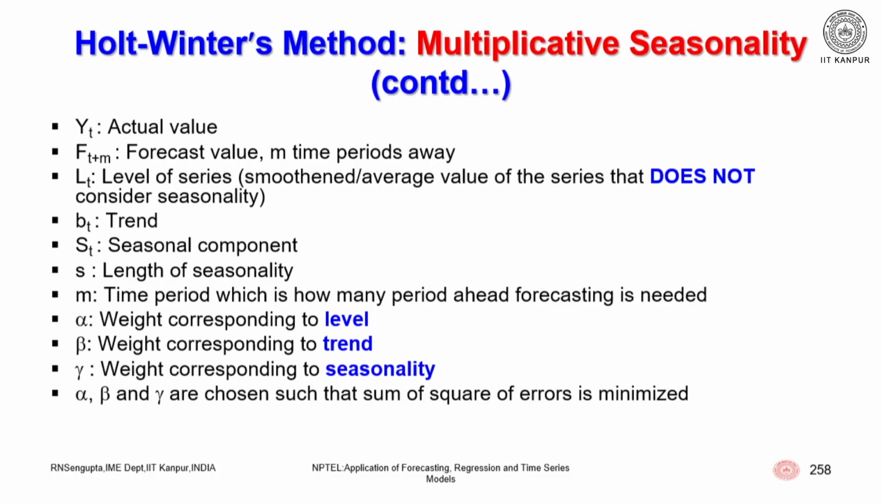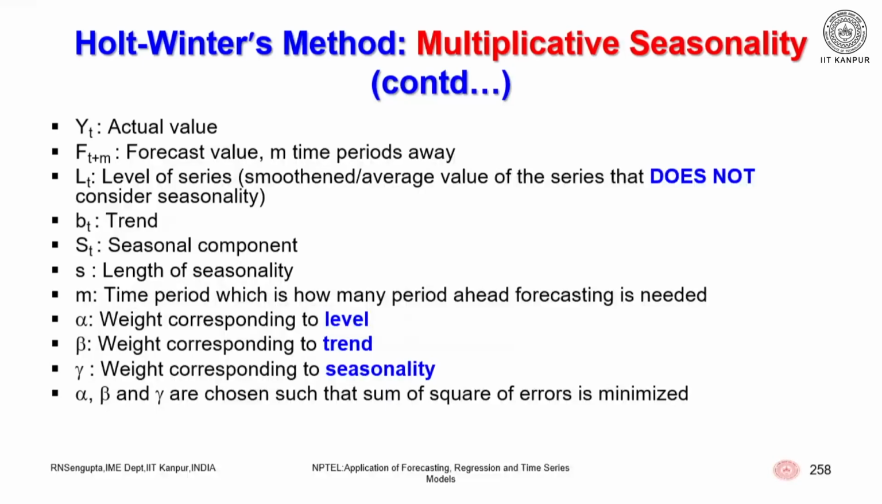Alpha, beta, gamma are the corresponding weights for level, trend and seasonality, and they are chosen in such a way that you would try to minimize a metric, which can be mean squared error, mean absolute error, weighted mean squared error, weighted mean absolute error, percentage error, weighted percentage error, U statistics, whatever. I keep repeating this because we have already tackled all these things using the formula in all the slides we have covered till now.